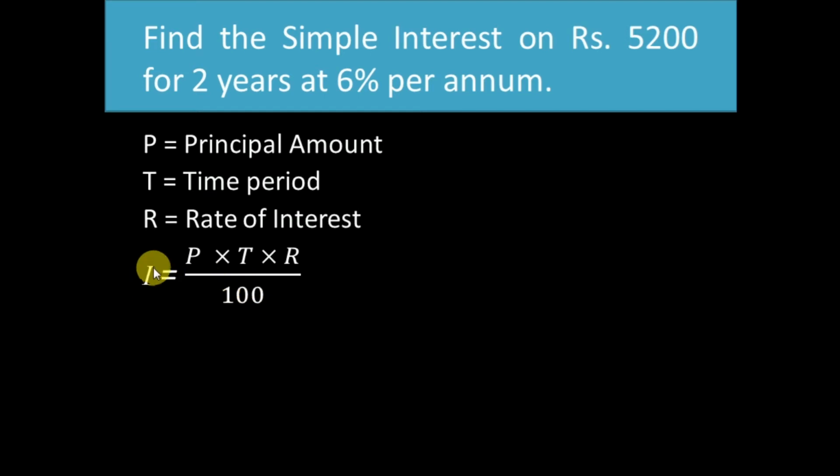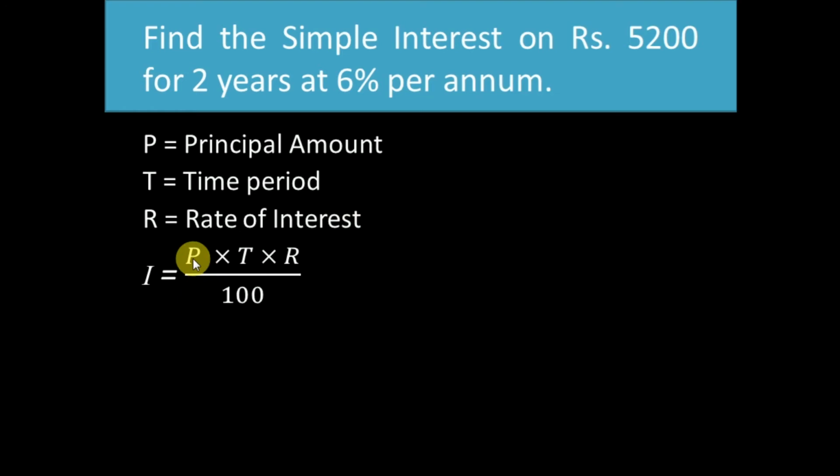So this is only the interest, not the total amount. There is a difference between the interest and the total amount. The total amount after 2 years would be the principal amount plus the interest. Here the requirement is only to find the simple interest, not the total amount.